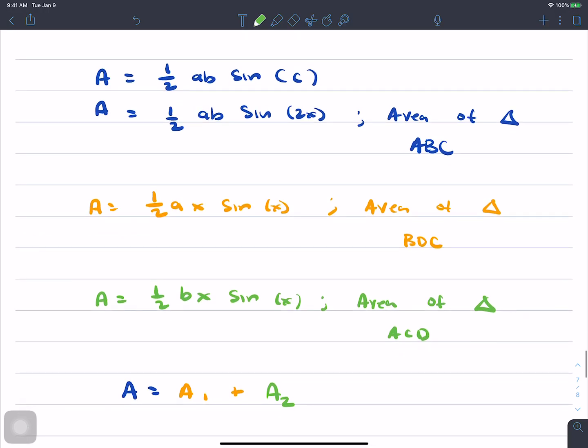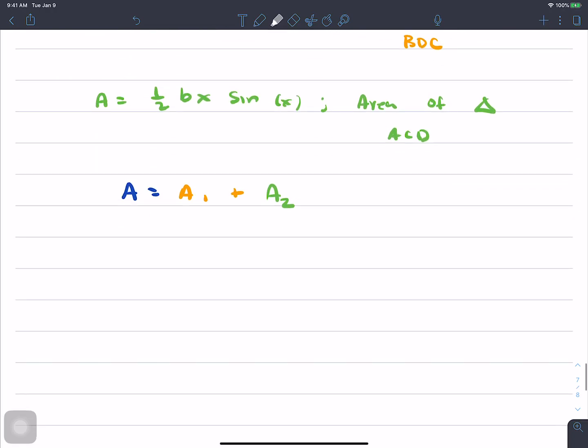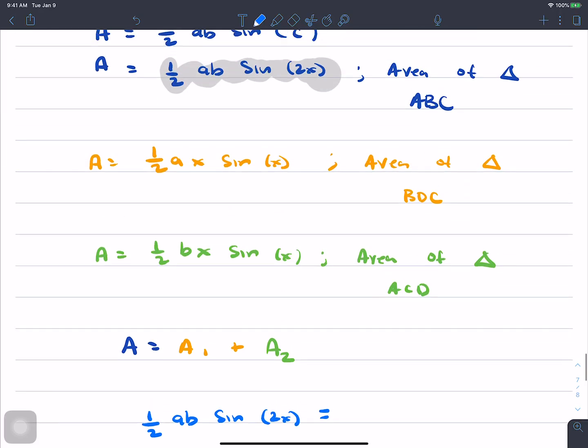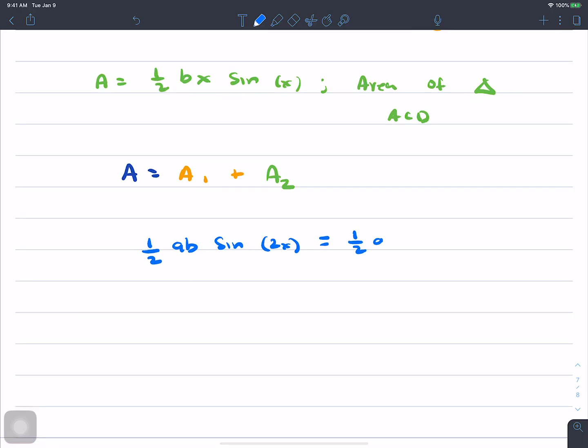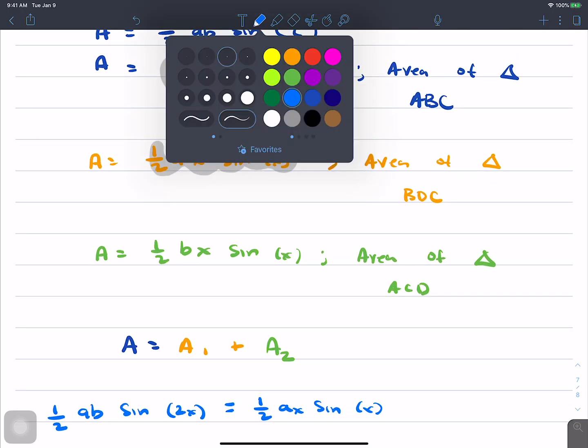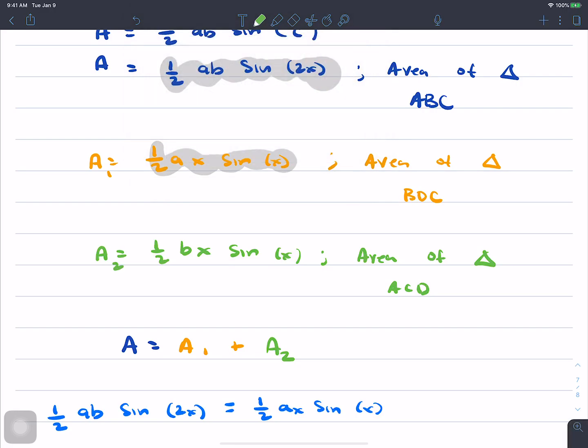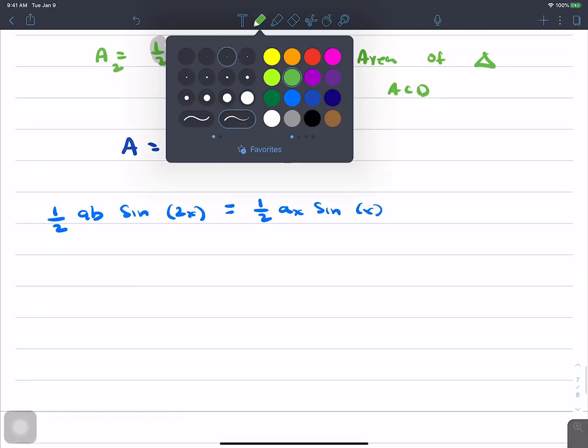So if we write down what A is, you say, what is A? This is A, ladies and gentlemen. It's 1/2 AB sine 2x. So let's put this in blue: 1/2 AB sine 2x is going to equal 1/2 AS sine x. Now we have to add A2, this area now, 1/2 BS sine x. So we're going to say now 1/2 BS sine x.